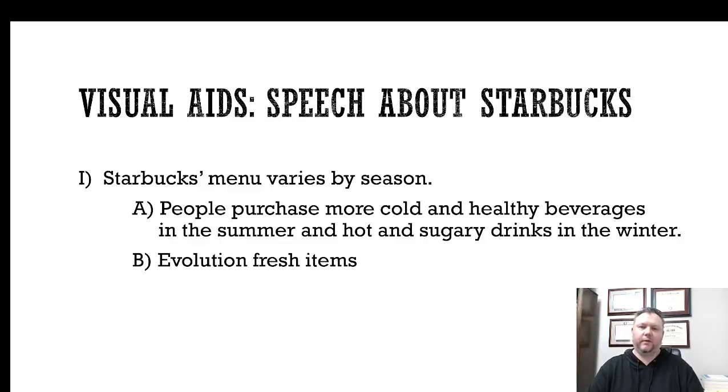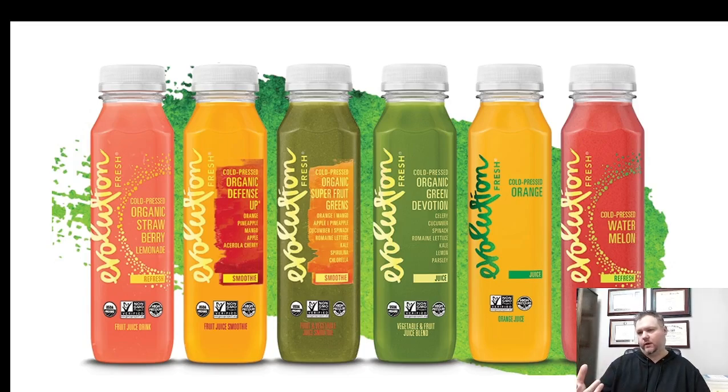And they also specifically were talking about how in the summer you could sell what are called these Evolution Fresh items. So these are basically smoothie drinks, okay? And so let's say while they're giving that speech, they show you this image. So this image that you see here, these are some of those smoothie drinks. This is an explanatory visual aid.